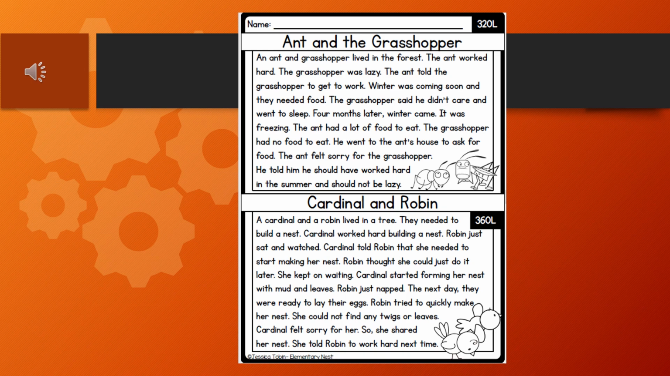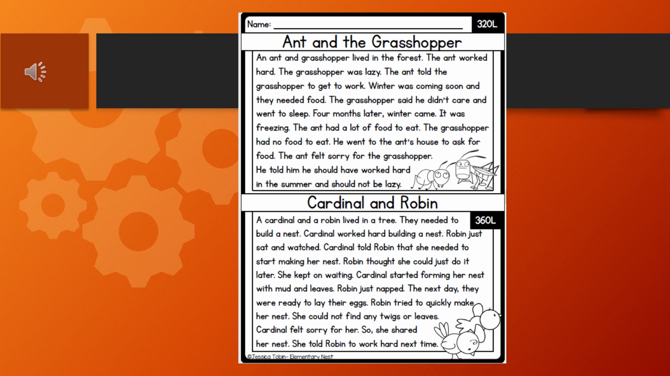An ant and grasshopper lived in the forest. The ant worked hard. The grasshopper was lazy. The ant told the grasshopper to get to work. Winter was coming soon and they needed food. The grasshopper said he didn't care and went to sleep.